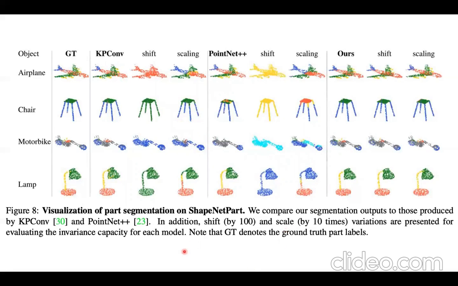And these are a few of the results from the segmentation part. They are comparing with KPConv and PointNet++. Here you can see that with shift, PointNet++ would just label it with one label, whereas here we can still see the labels very clear for different parts of the object. And this is the ground truth.